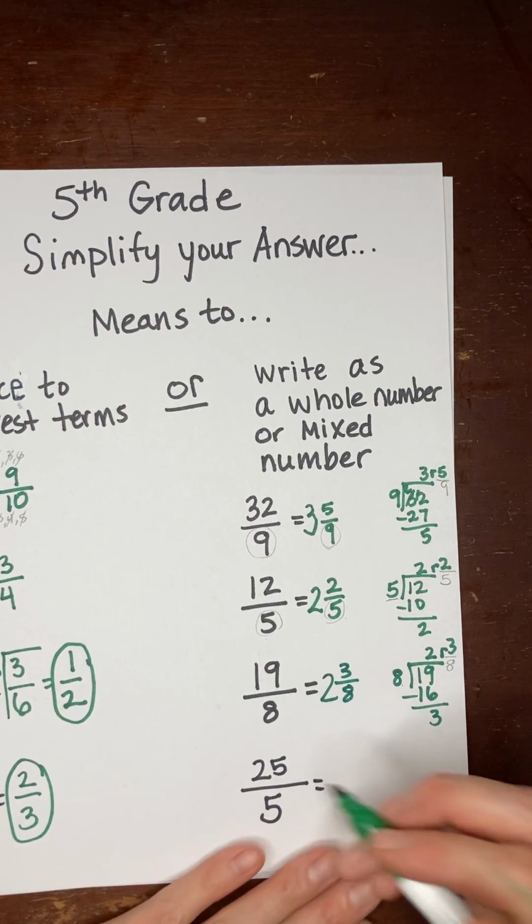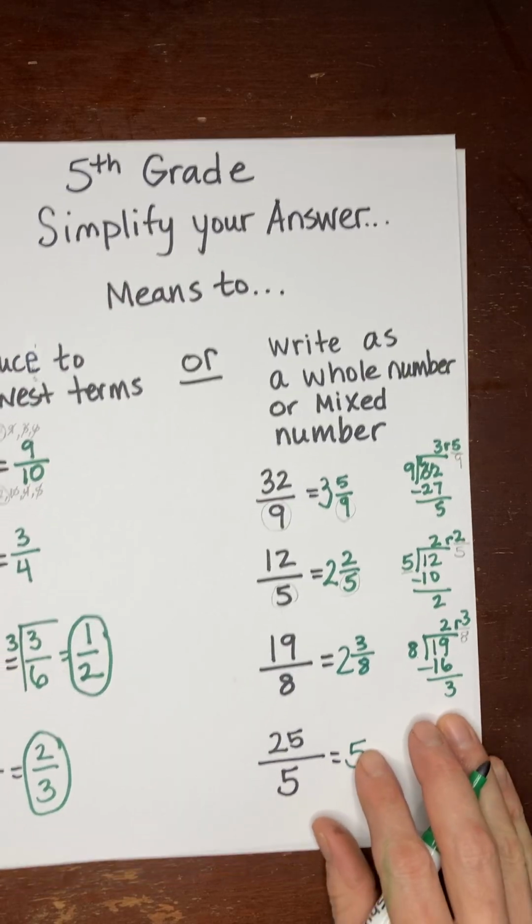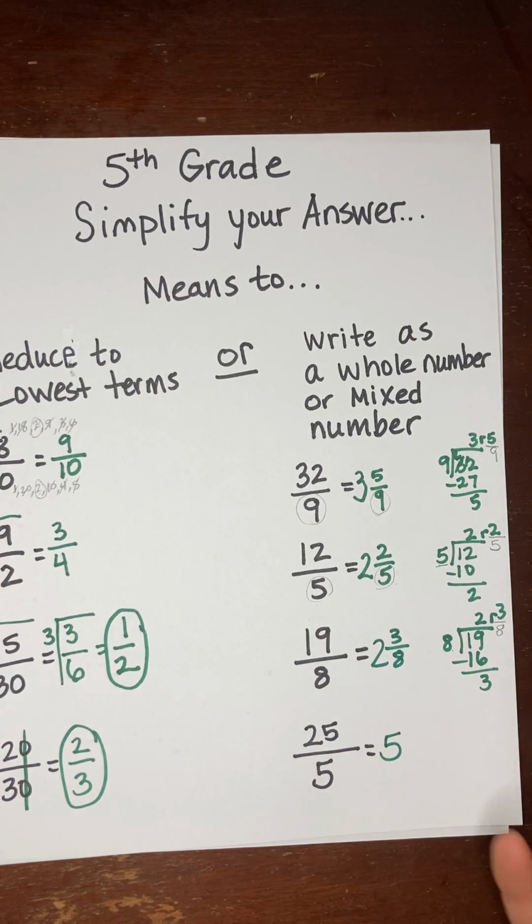And then we have 25 over 5. Well, 25 divided by 5, that's just 5, right? That's on my 5's times table. That's all we need to do to simplify our answer.